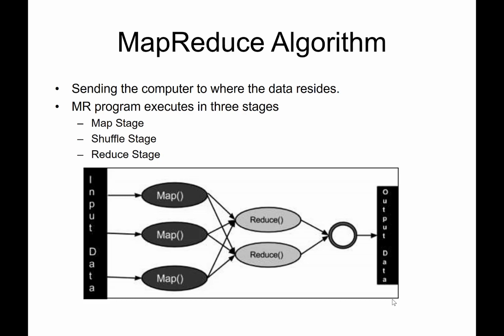completions, and copying data. Most of the computing takes place on nodes with data on local disks, which reduces the network traffic. After completion of the given task, the cluster collects and reduces the data to form an appropriate result and sends it back to the Hadoop server.